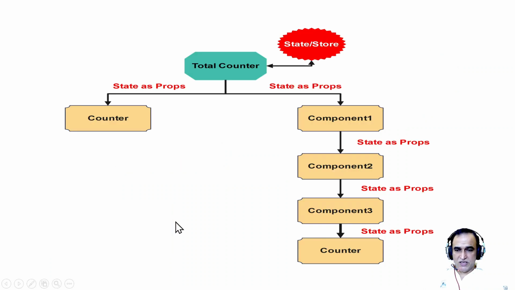But if the scenario changes, suppose we have, in some application situation, component 1, 2, 3, and under that we have a counter component. Then we have to pass the state from total counter to component 1, then from component 1 to component 2, from component 2 to component 3, then from component 3 to counter. Remember that even if we have only 4 or 5 components, it is very complicated to maintain the state and to change something in the state.